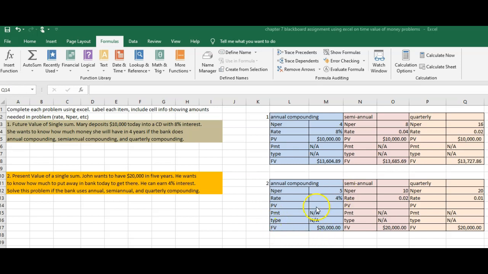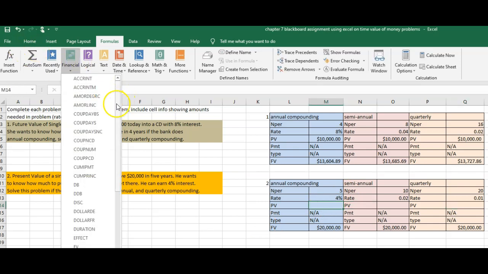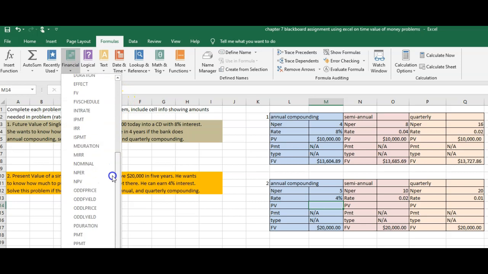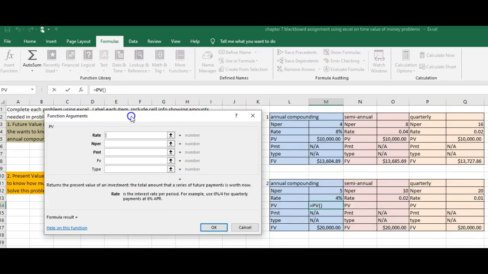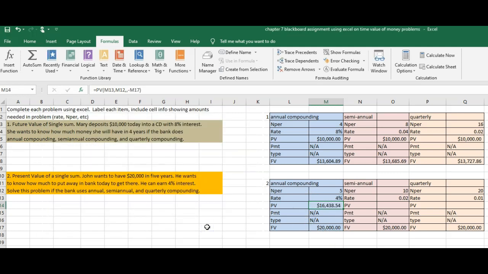In order to get the present value, I'm going to click on the cell, go to Financial, scroll down to what's called the PV, present value, and my pop-out box shows me these things. So I'm going to go ahead and put in the rate, 4%, number of periods, click on that cell, payment, I leave blank, future value, I'm going to put a minus in front of my future value amount, and I'm leaving type blank. And so that's what we have there.